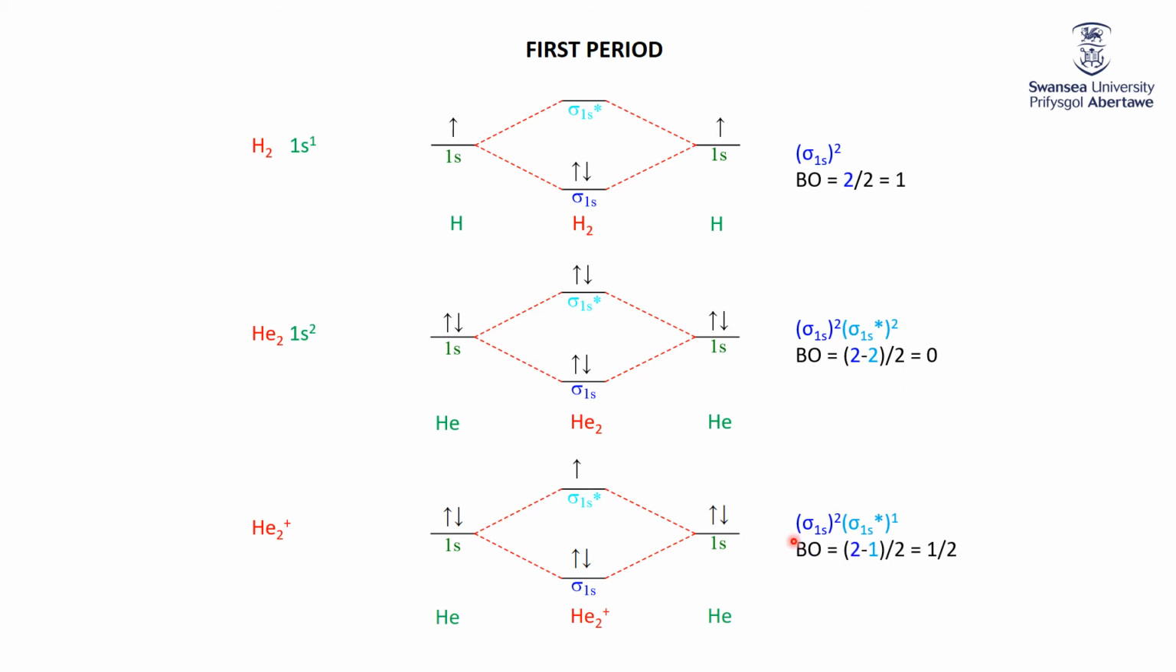Bond order, therefore: 2 bonding, 1 anti-bonding, so it can exist. It will have half a bond. In other words, there's effectively only 1 bonding electron shared by the nuclei, but you can see why He2+ might exist, whereas He2 wouldn't. So hopefully, some nice little easy applications of our bonding and anti-bonding orbitals.